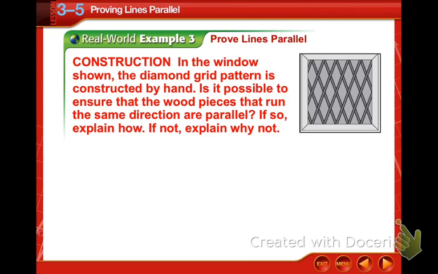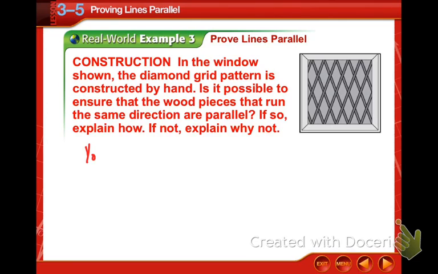Okay, so we want to see, to ensure that the wood pieces that run throughout this window are parallel. So, how can we check that? Pardon me. There's a couple ways we could do that. We can check it, really there's 3 ways. We can check any of the angle pairs, right, that we know we need to be congruent to be parallel.